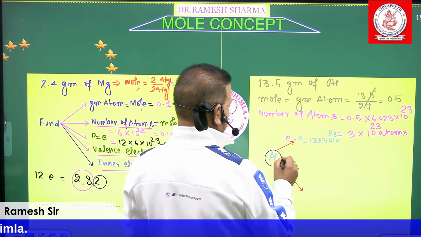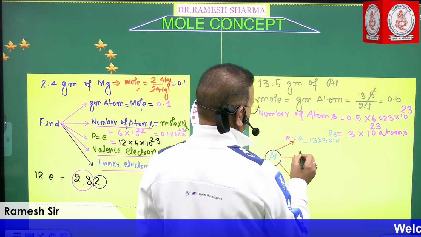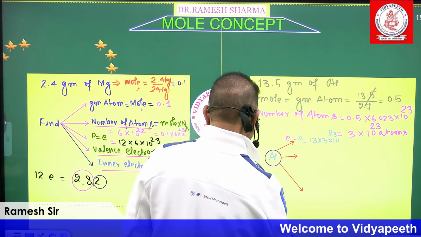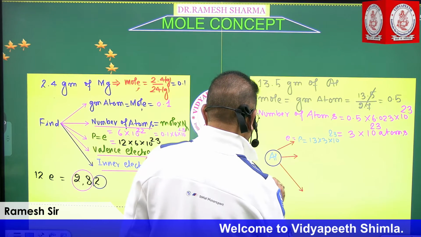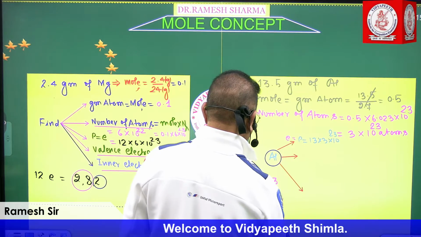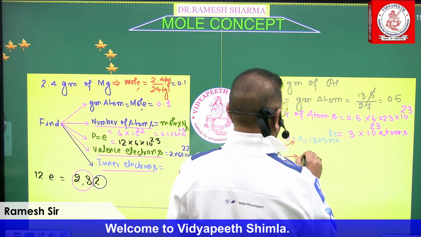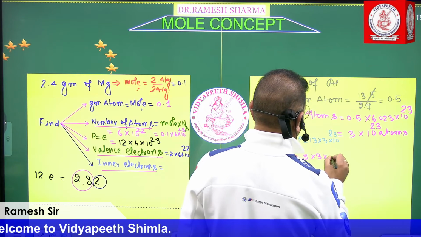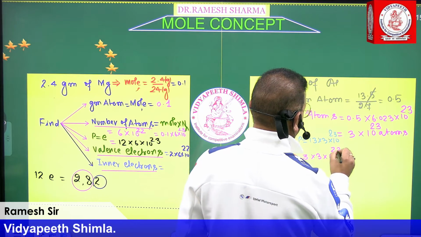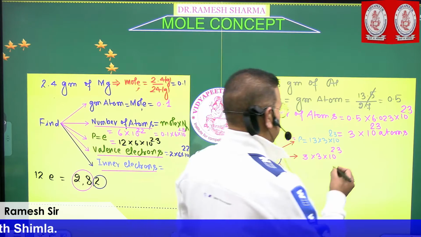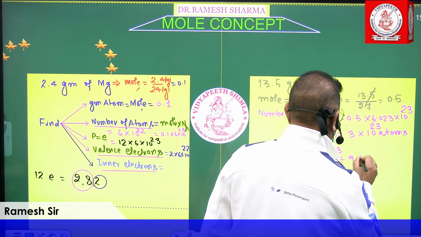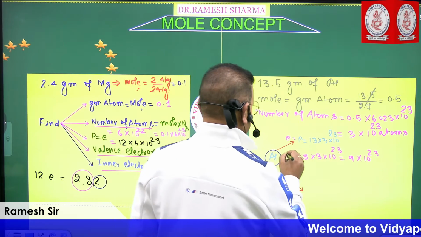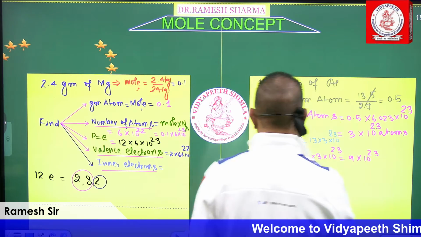What you will say about balance electrons? So when it is aluminium, how it will be written? 2, 8 and 3. So it is 3 into 10 raised to the power 23, which comes out to be 9 into 10 raised to the power 23. What is this? This is balance electrons. Am I right?